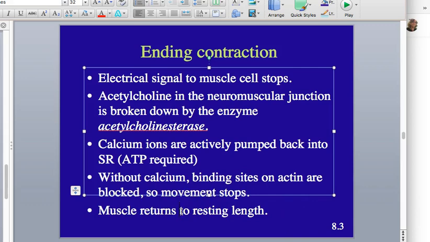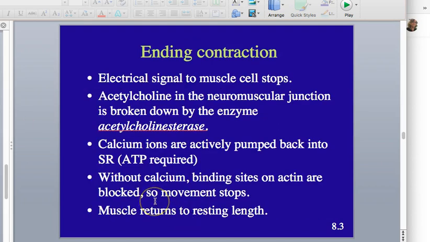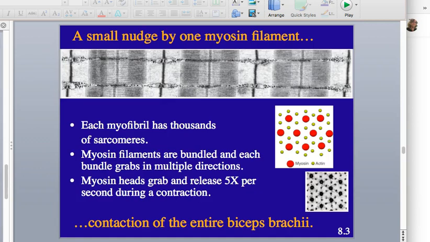And once all of that myosin has released the actin, the muscle can relax. The muscle goes back to its resting length. It extends once again. All right.